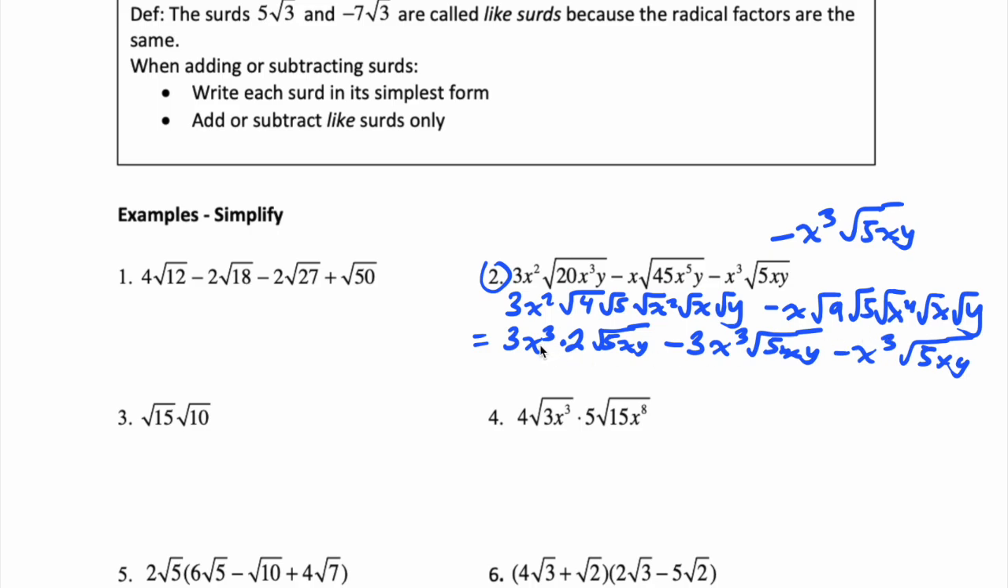So they're all x cubed root 5xy, so they're like terms. You can add them together. This is 3 times 2 is 6. 6 minus 3 is 3. Minus 1 is 2. So we get 2x cubed root 5xy.